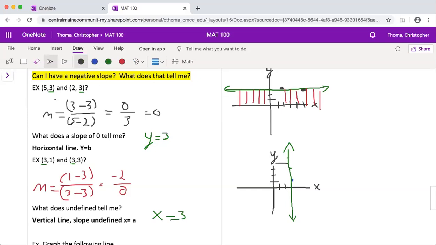And again, people want it to be y because it's going up and down, but I don't care what y is because there's infinite y values. I can come over here and keep finding new y's over and over again. However, there is only one x value, and that x value is 3. So a straight up and down line is x equals where it crosses the x-axis, the x-intercept. If it has a slope of 0, it is y equals wherever it crosses the y-axis.